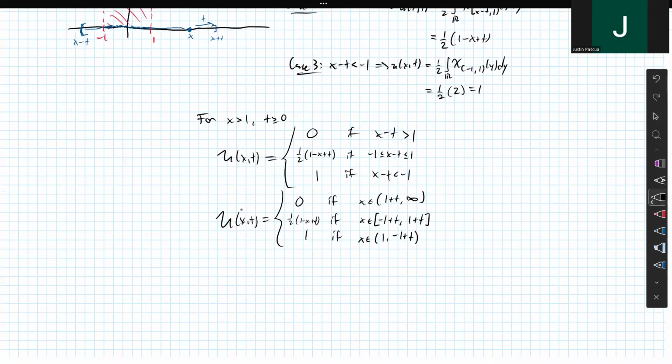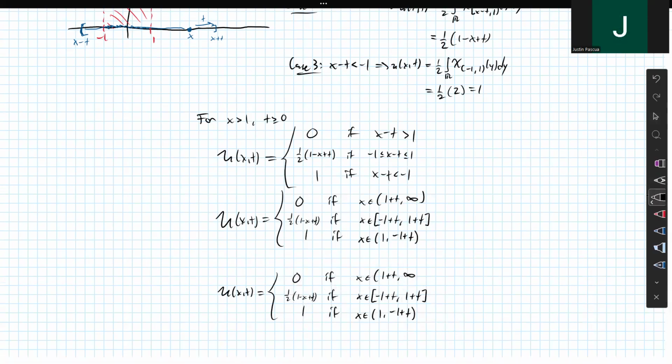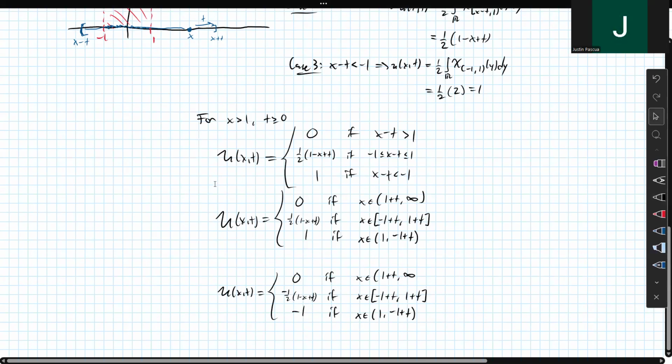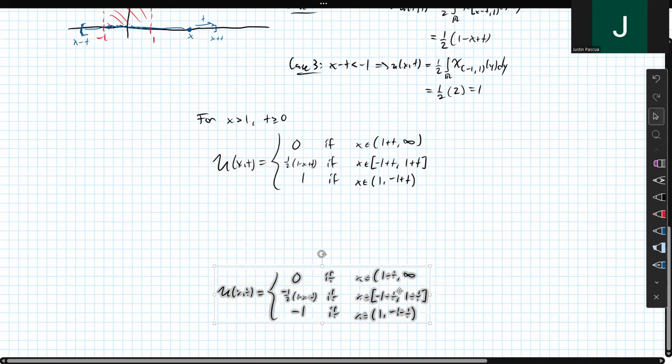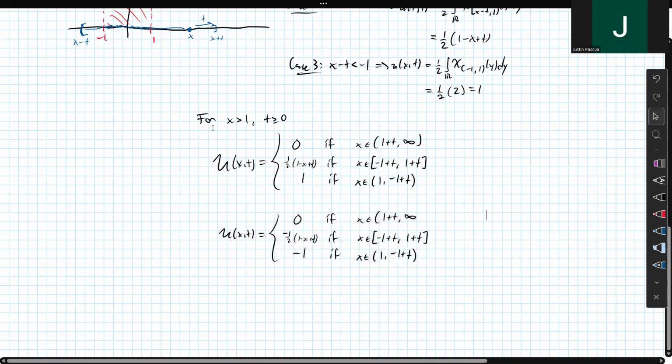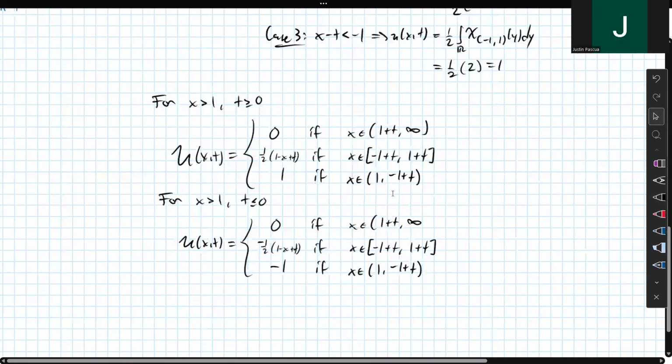To extend this to negative time, we use the fact, which we showed earlier, that u is odd as a function of time, to extend this as follows. Right, so let's clean this up. So for positive time, we have this. And for negative time, we take an odd extension in time. And this gives us the following. Right, so this is the solution.